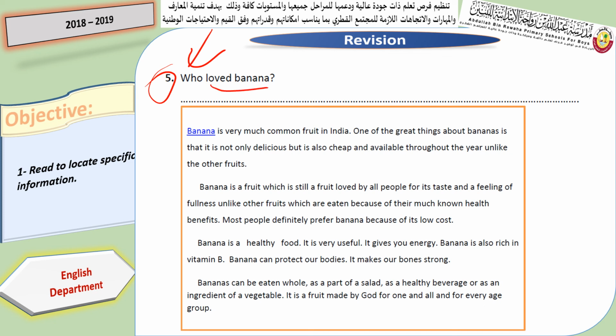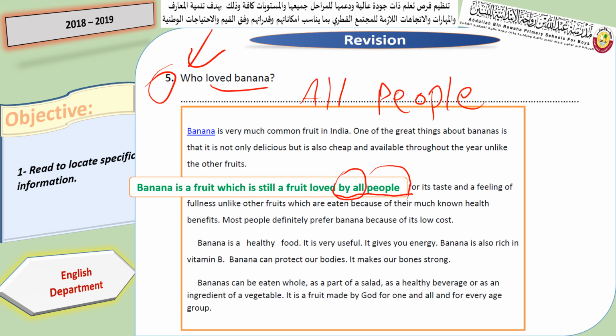If I look in the text, I will see loved by all people. Here are the key words in the question, and here is the answer. So I have to write here all people. So banana is a fruit which is still a fruit loved by all people.